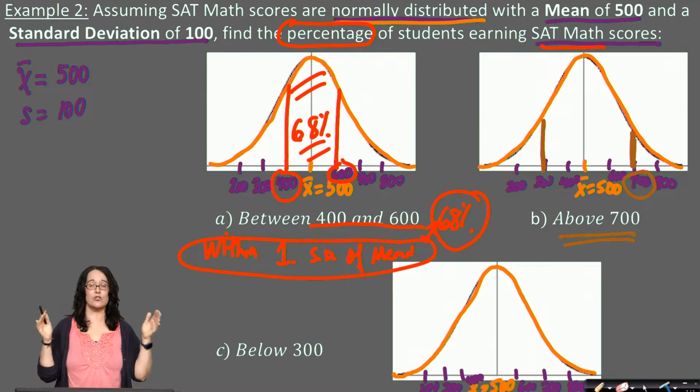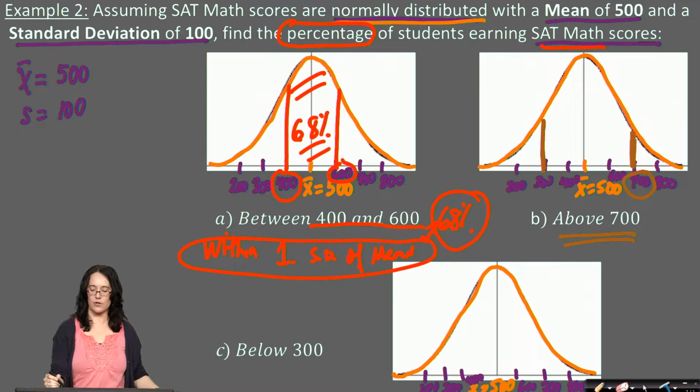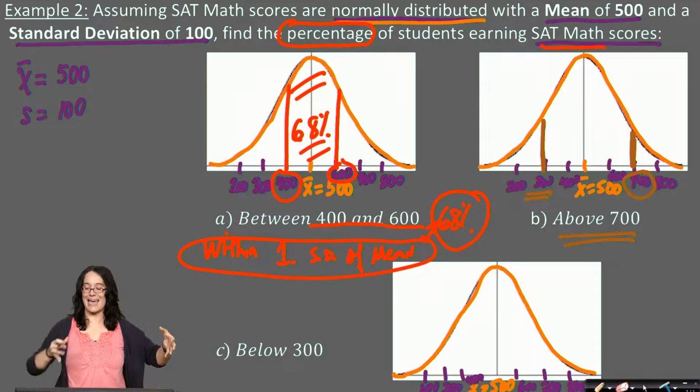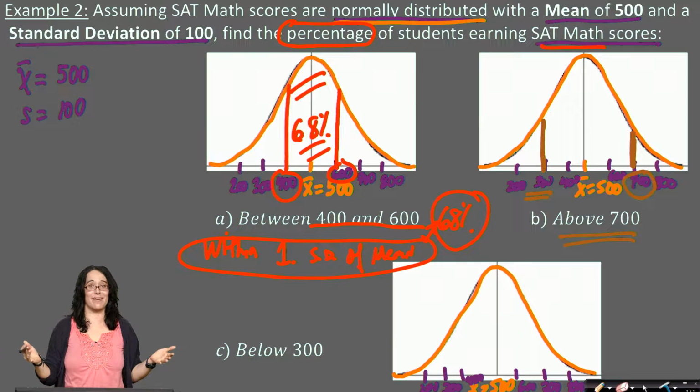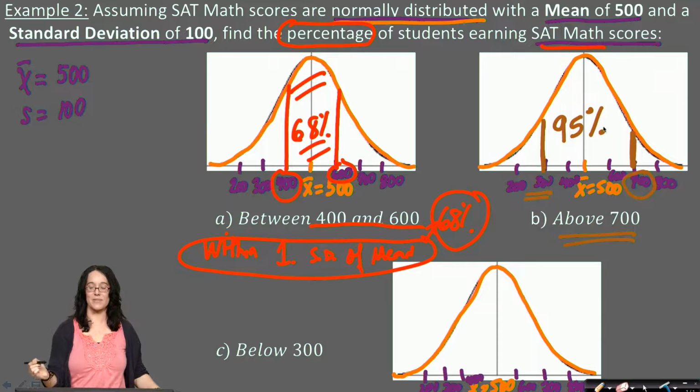It said within 2 standard deviations. So you have to be careful here to go to 300, because that's 2 standard deviations below, and 700, which is 2 standard deviations above. Within that range, if you will, what percentage of our values live there? If you said 95%, you would be correct. Okay, so what does that mean?